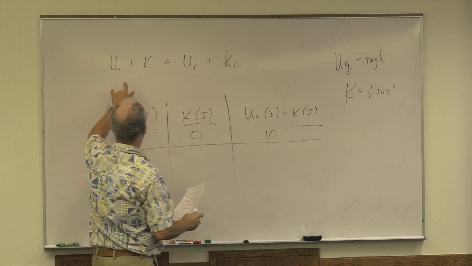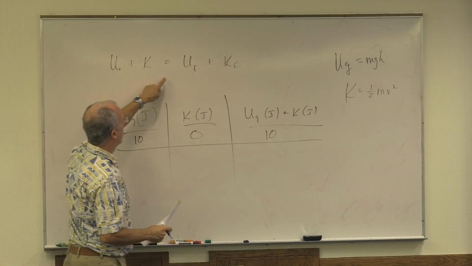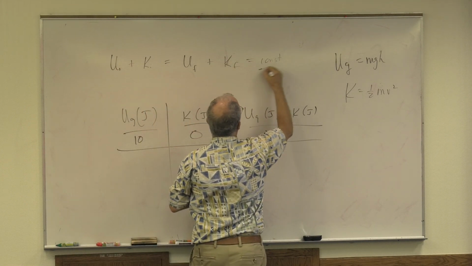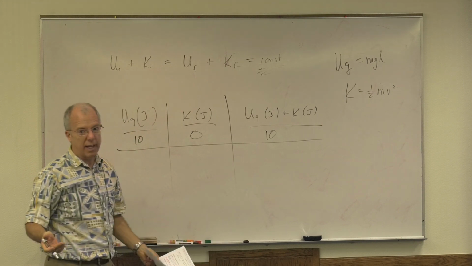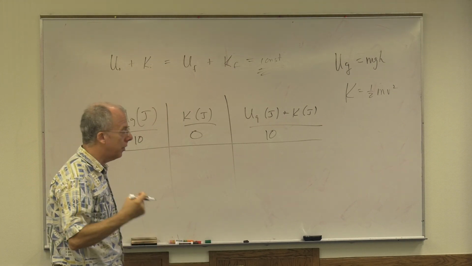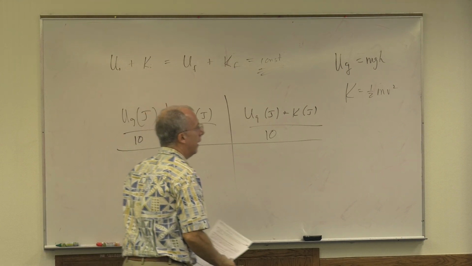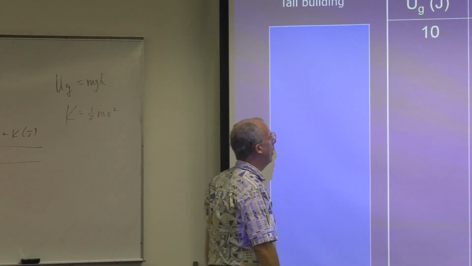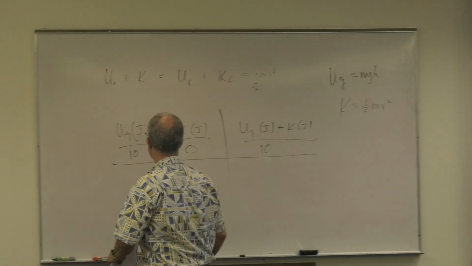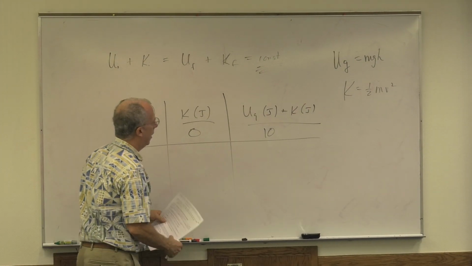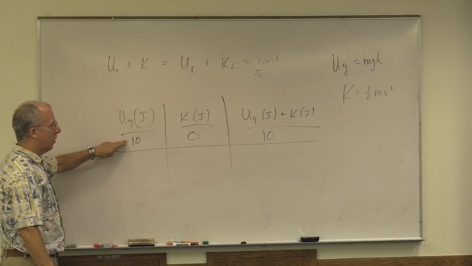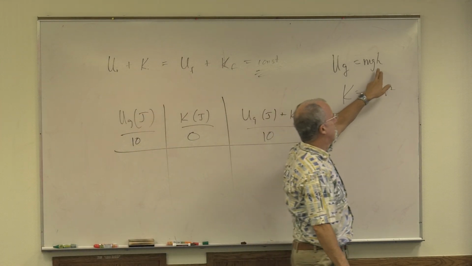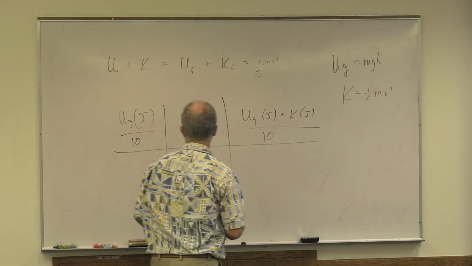Now notice, U initial plus K initial equals U final plus K final. That means it's constant, right? So the total energy never changes. That's the important thing. The total energy never changes. Okay, then let's go halfway. So what's the potential energy halfway? Well, at the top of the building it's 10. Halfway, it's 5, right? Because it depends on h. And we're halfway down, so it's 5.